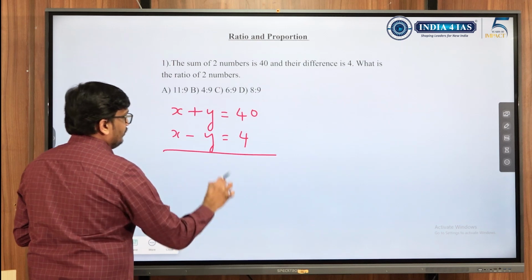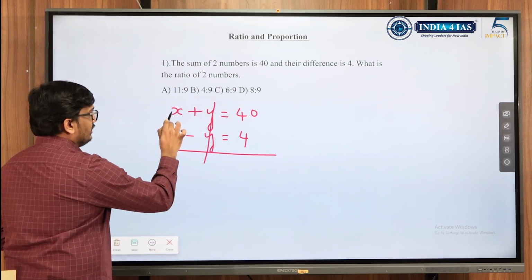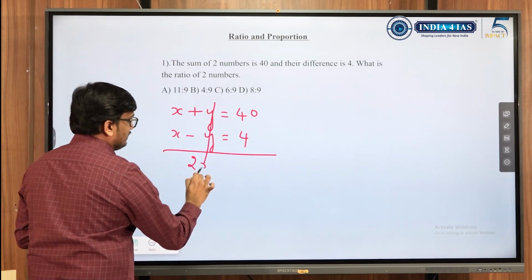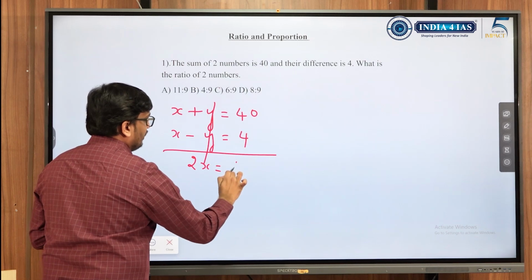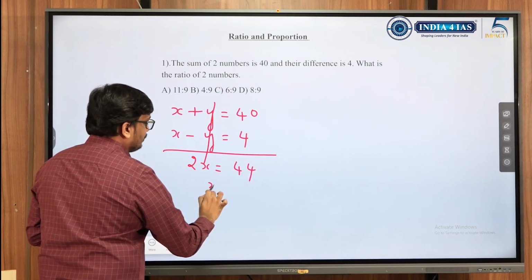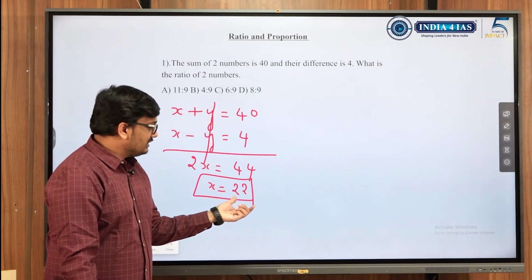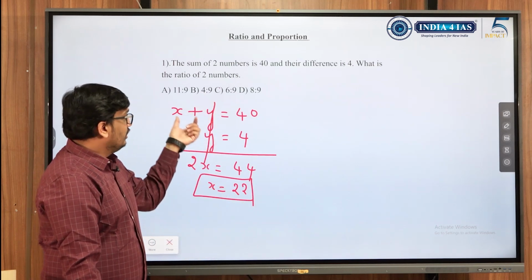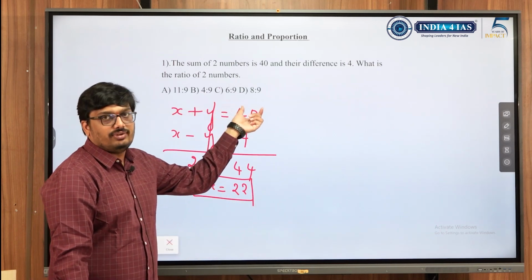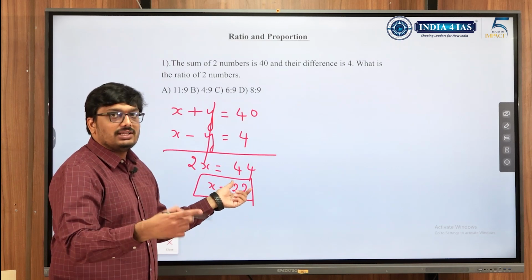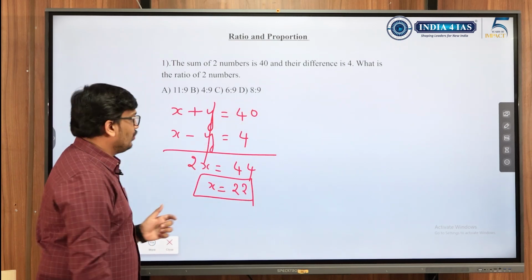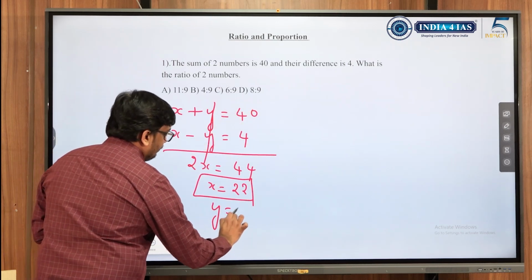If you see this, you can cancel y minus y, then x plus x is 2x, and 40 plus 4 is 44, so x will be 22. Out of the two numbers, you got one number as 22, and you know the sum of the two numbers is 40. If one number is 22, the other number will be 40 minus 22, that is 18.